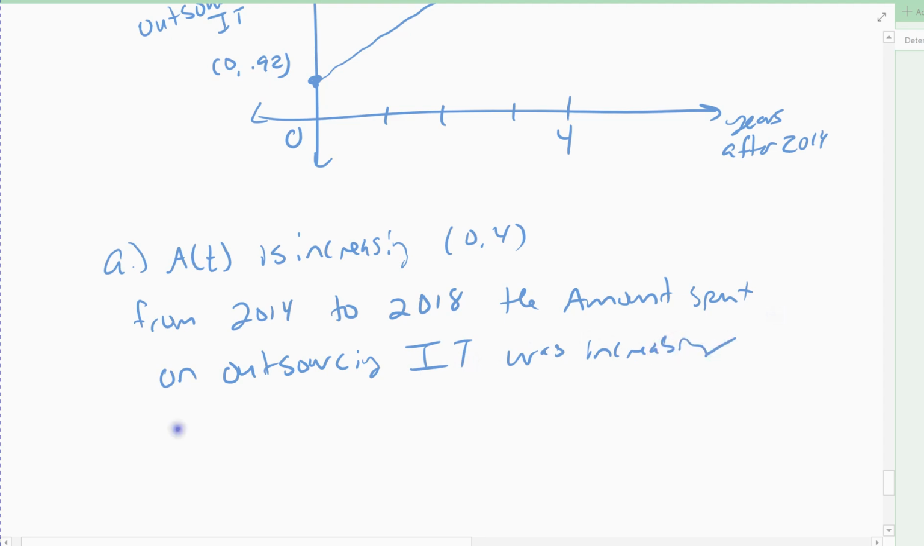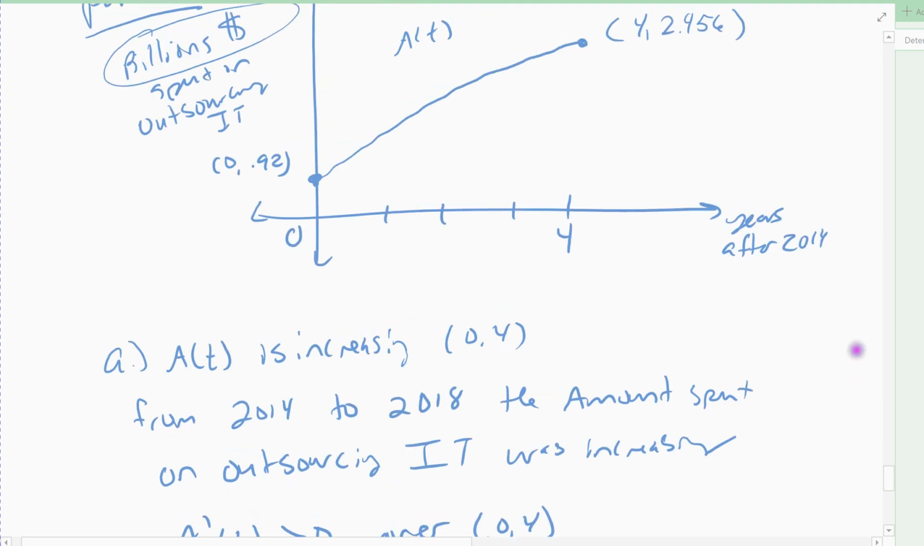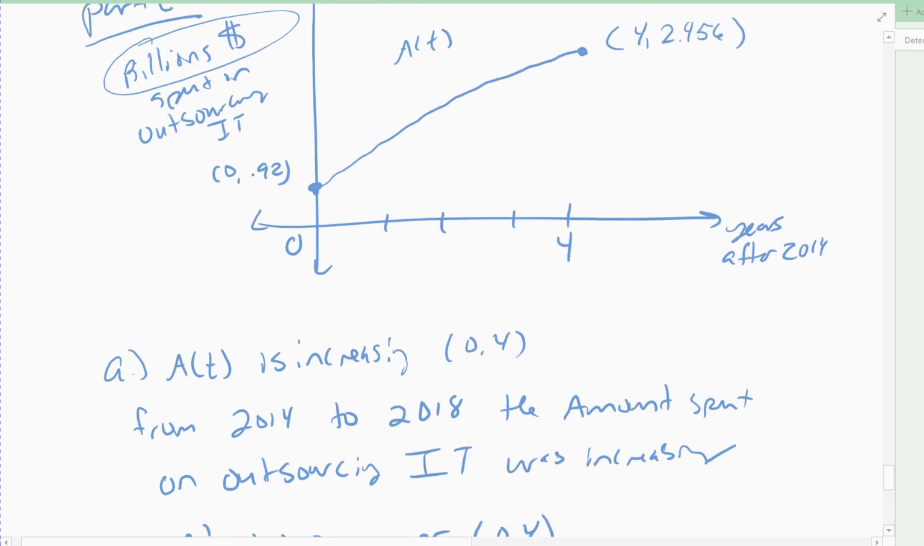Right, it was moving up, meaning the derivative, if you found the derivative, would be positive over the interval 0 to 4. All my slopes are positive. If you look at the graph, that is the case. They're all positive. It's moving up. Rate of change is positive.